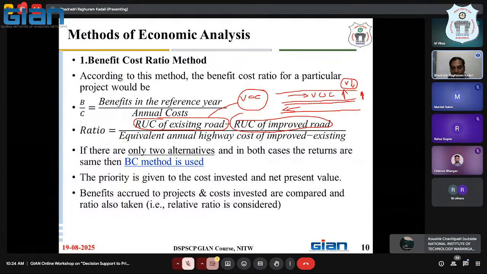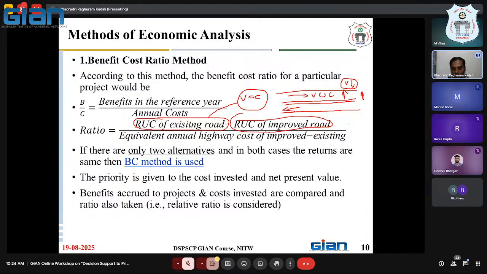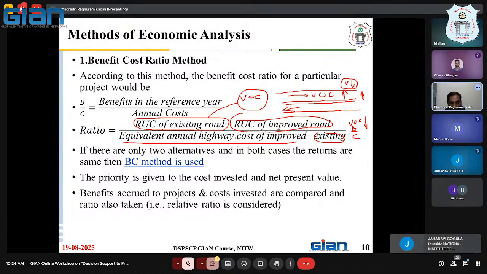So then, after the road is improved, a very small amount of cost will be involved, so the vehicle operating cost will decrease drastically. Then we have the equivalent annual highway cost for the improved case, and the actual existing case. If you subtract, that is the total cost you are getting. Then on the numerator we have the total benefit, so now we are taking the ratio.